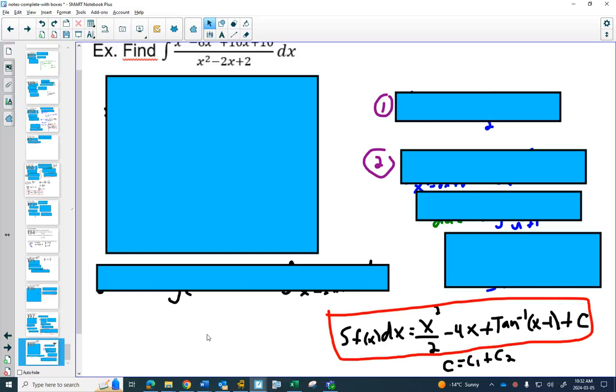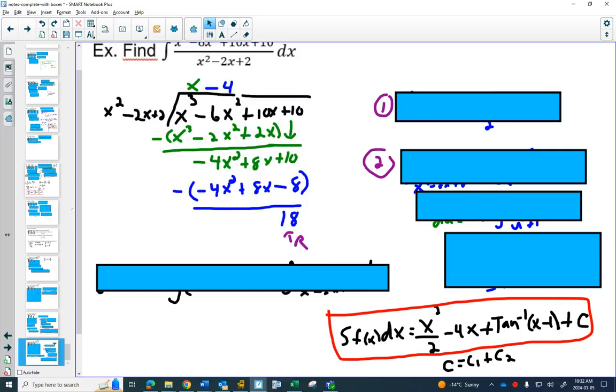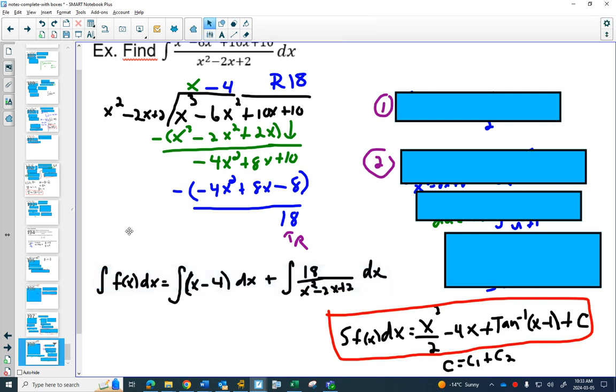All right, check how you did on this one. So you have to use long division. You get x minus 4, and then your remainder is 18. Which means we can write this as x minus 4 plus the integral of 18 over x squared minus 2x plus 2.